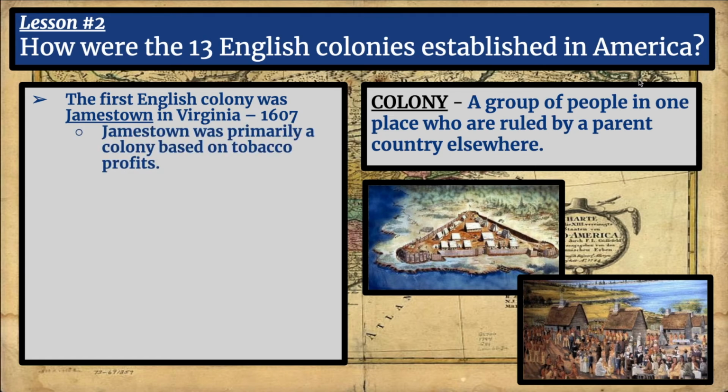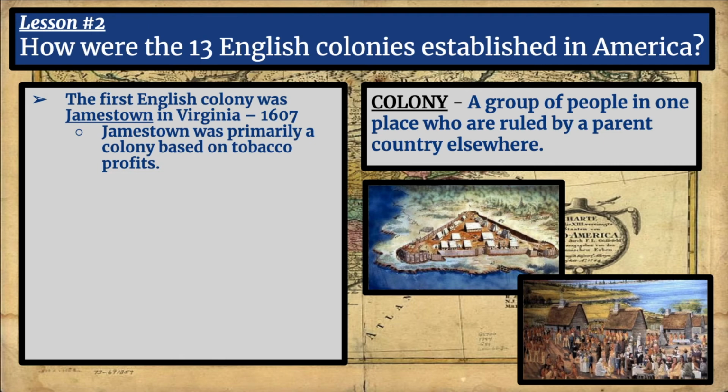Jamestown was primarily a colony based on tobacco profits. So the people who founded Jamestown were mostly interested in getting rich, and so they were looking for economic freedom, the freedom of opportunity to make money. And they mistakenly believed there was gold in Jamestown, and they spent most of their early days looking for gold and not growing food. And that did turn out to be a problem because starvation became a serious problem for the early Jamestown colonists.